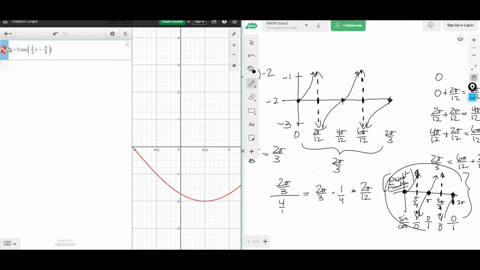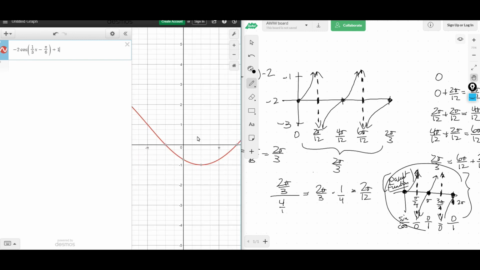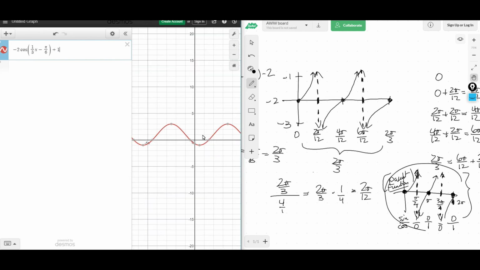And then, oof, what was the other number? I think I've already closed that. I don't remember what the y value was. I think it was +1. So anyway, this was what your graph was.